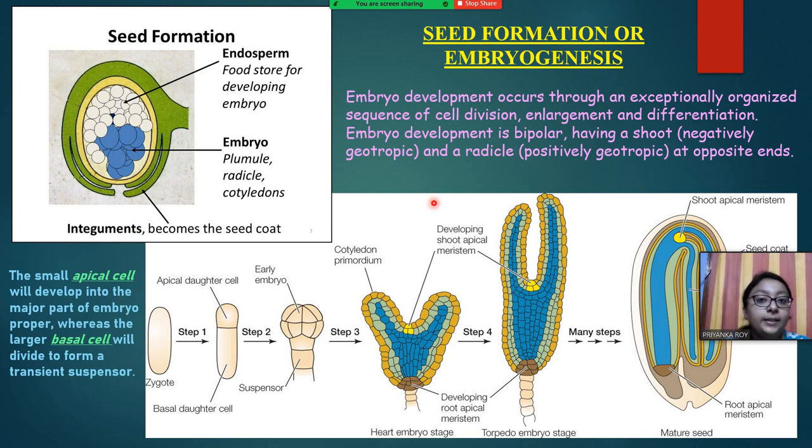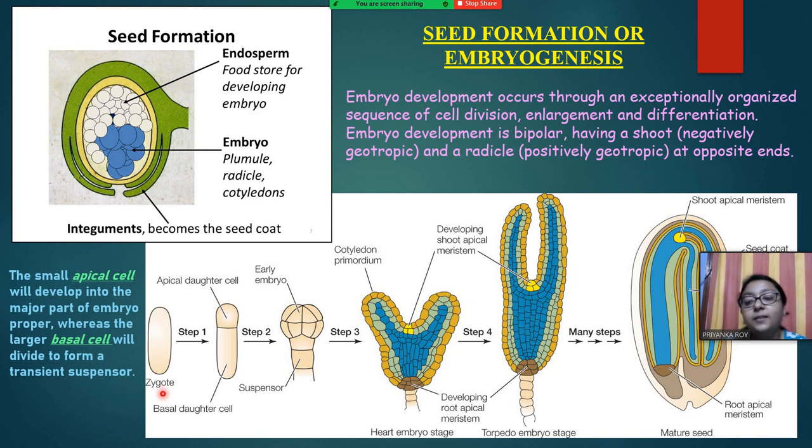So this embryo development has a lot of cell division, cell differentiations, and this embryo development is bipolar. That is, it will grow in two poles. Like one pole where the shoot is there, it will be negatively geotropic, that is, it will grow against the gravity, and there is a radicle which is the root tip, which will grow positively geotropic, that is towards the gravity. So these are at opposite ends. So therefore embryo development has to be bipolar, that is, the development is directed towards two different poles.